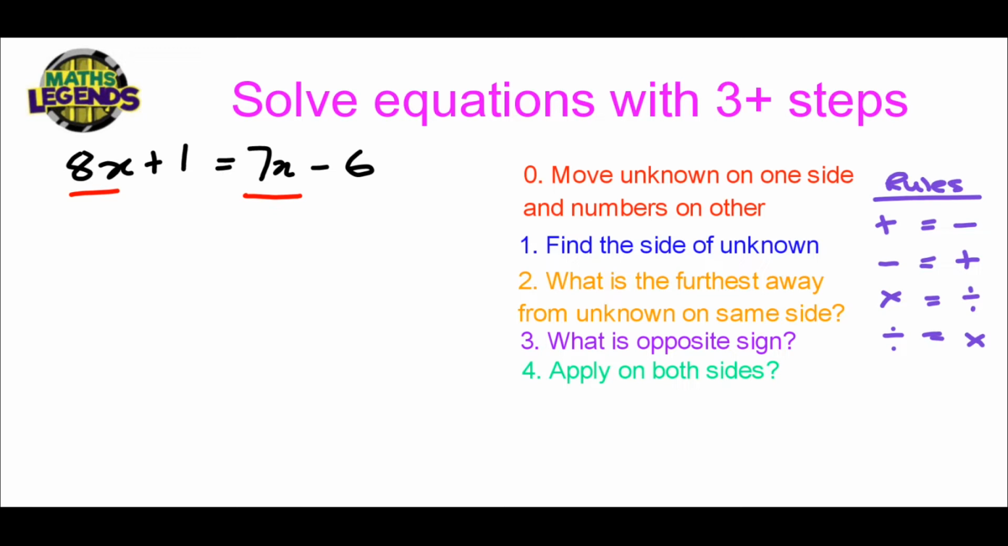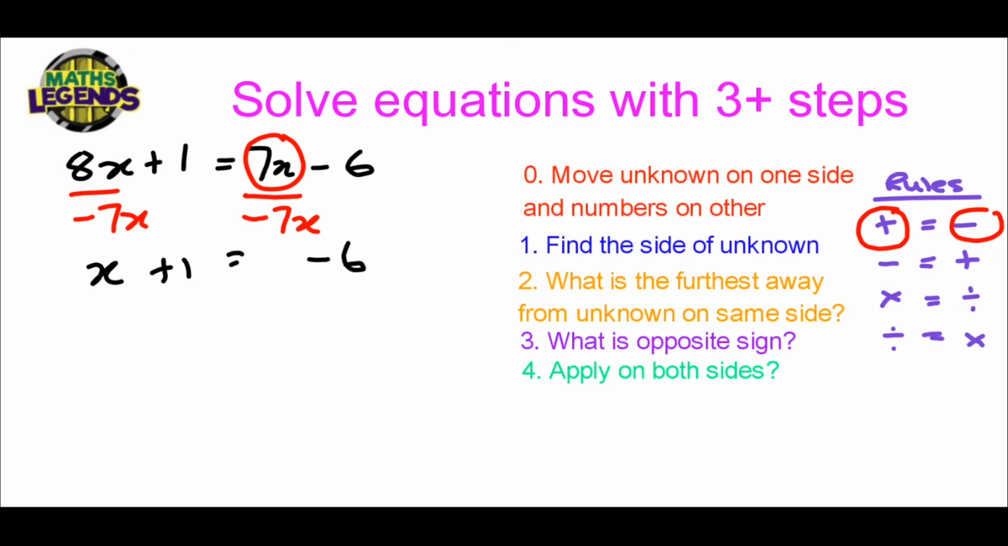It would still work. However, to make our lives easier, we want to remove the smallest positive number. Or thinking ahead, we want to end up with a positive number. So here we can get rid of the 7x on both sides. Currently it's a plus, so it goes to a minus. So we need to apply minus 7x on both sides. We then simplify, so 8x minus 7x is x, plus 1 remains as plus 1, equals, underneath the equal sign, 7x minus 7x is 0, so we don't write anything, and minus 6.